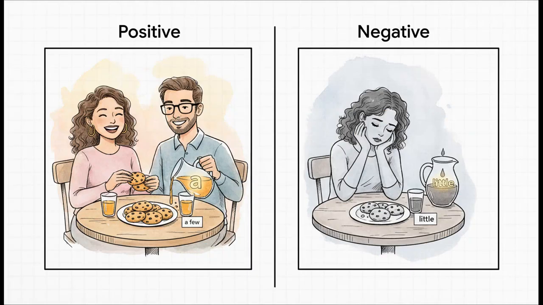Now pay close attention to this next part. This is a little trick that will make your English sound so much better. That tiny letter A completely changes the feeling of what you're saying. If you say, I have a few friends, that sounds positive. It means you have some friends, and that's good. But if you say, I have few friends, it sounds kind of sad and negative, like you have almost none. It's the same for a little versus little. It's a tiny change, but it makes a huge difference.